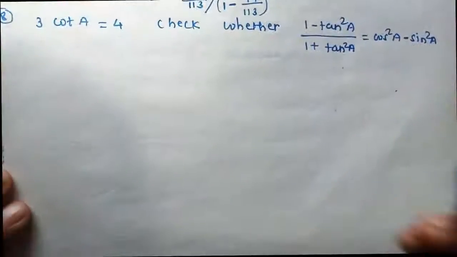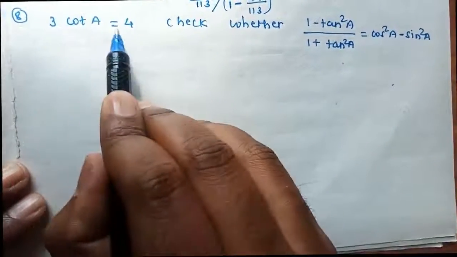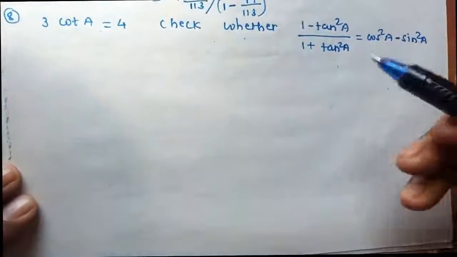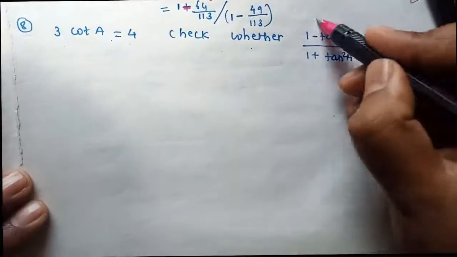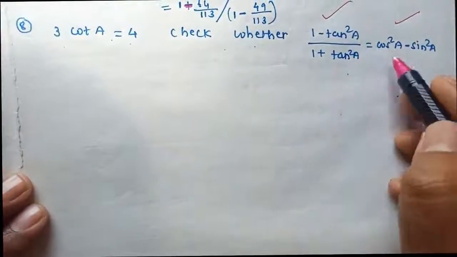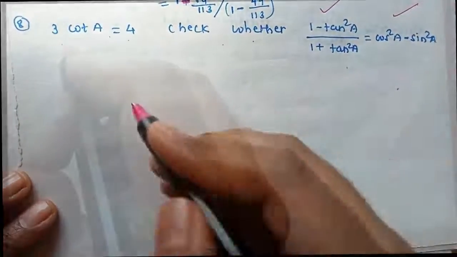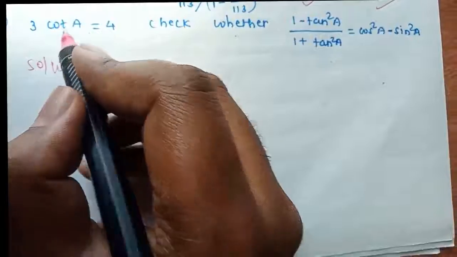Next question is pretty similar to the last question. 3 cot A is equal to 4. We have to check whether this is equal to this or not. That means first we have to find this value, then we have to find this value. If the values come out the same, then we can say this is proved. So first write the solution.